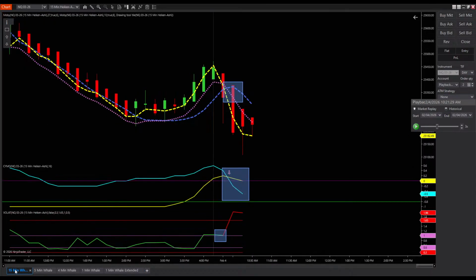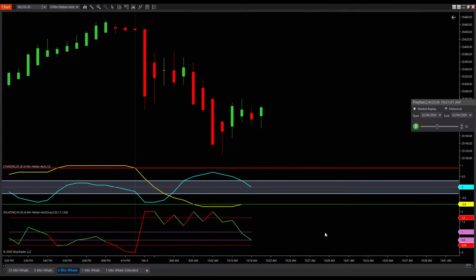Now, has that changed our bias? No, our bias is still to the downside right here, and we're going to continue to look for another opportunity to go short. That's what we're going to do.